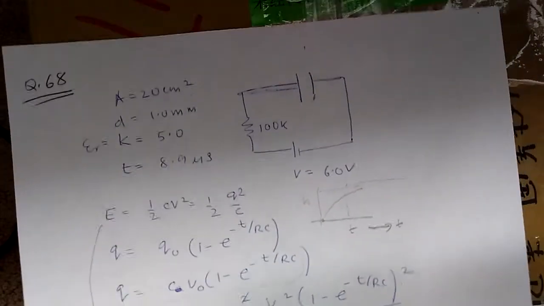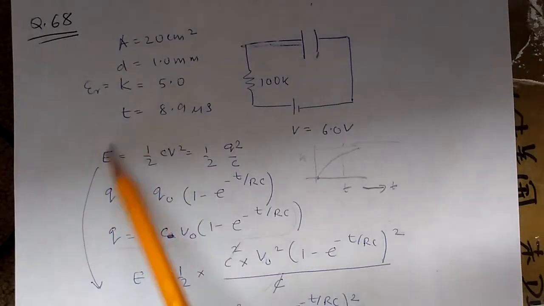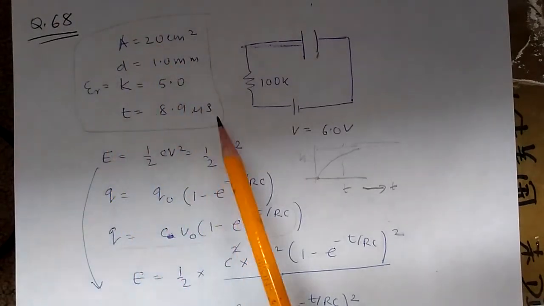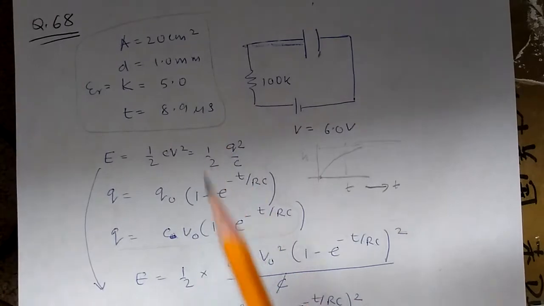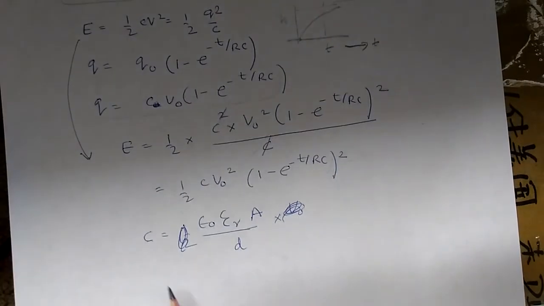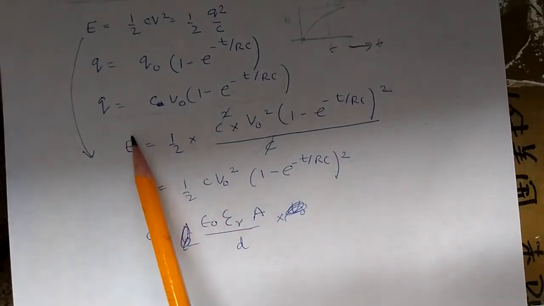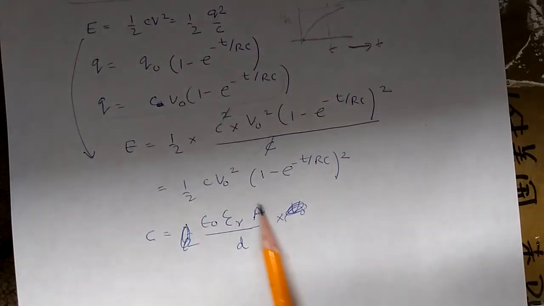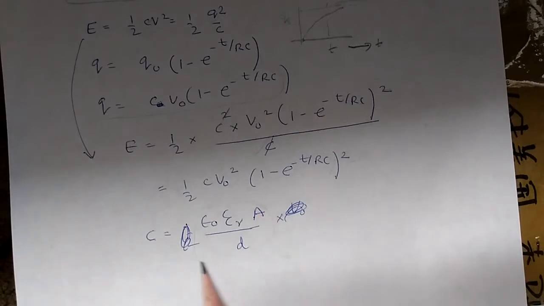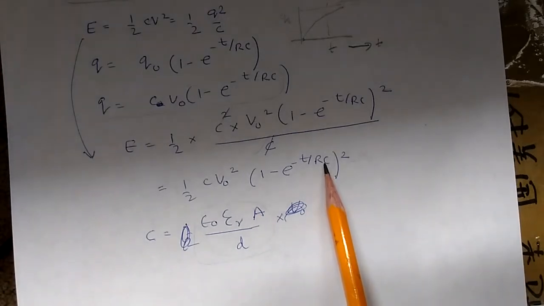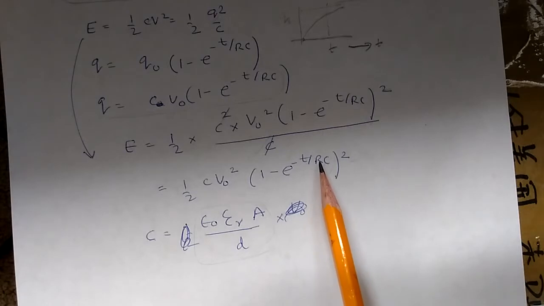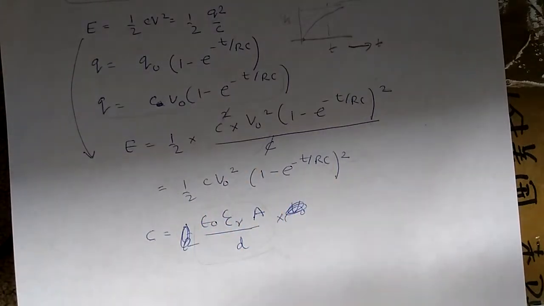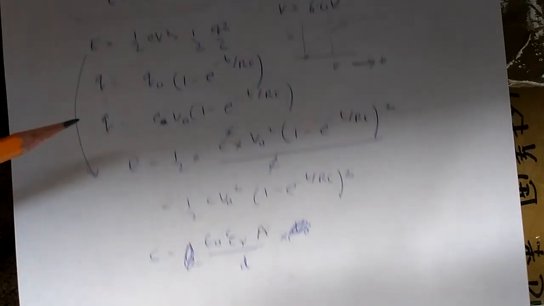It is always a good idea when you have a problem to note down all the values given, like here. From these given values, we can find out the capacitance C. The capacitance C is used twice in this calculation of the energy, so it's better to calculate C first. Once you have calculated C, you can fit everything in this formula and find out the value of the energy stored in this capacitor.